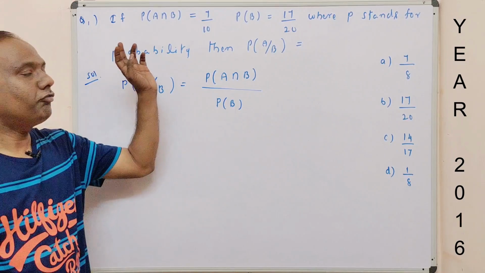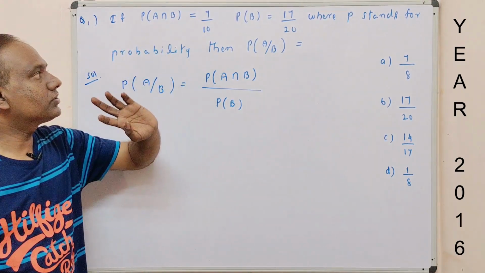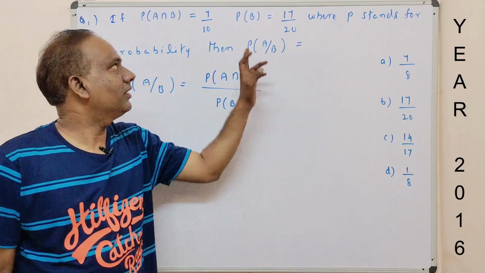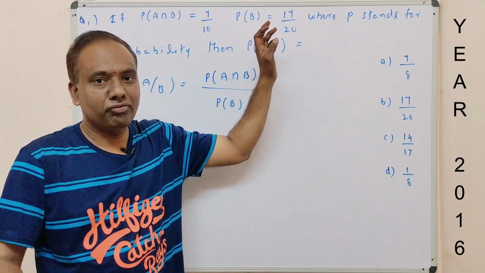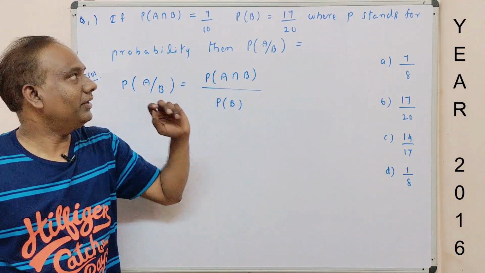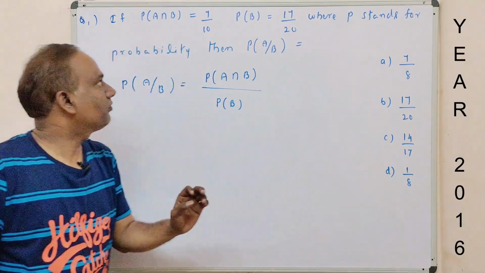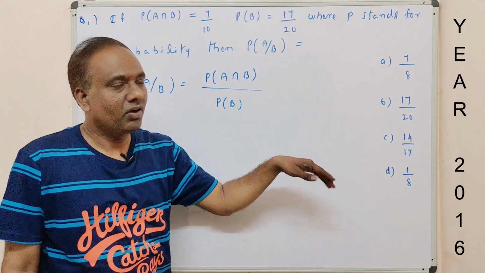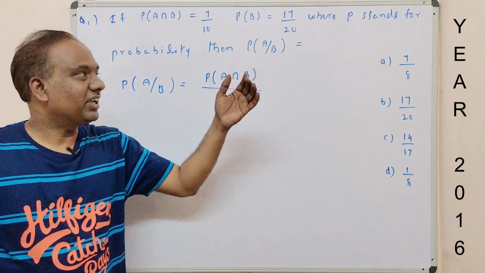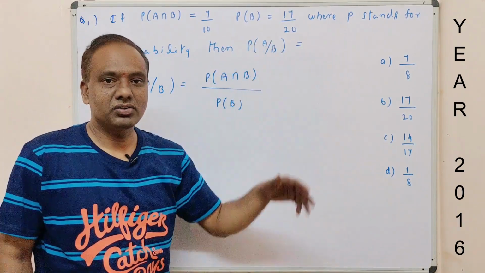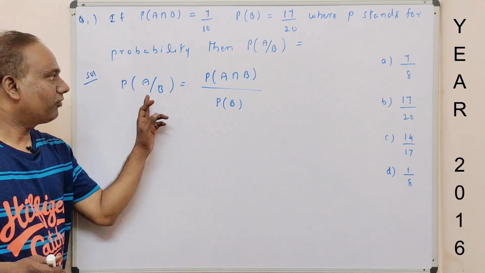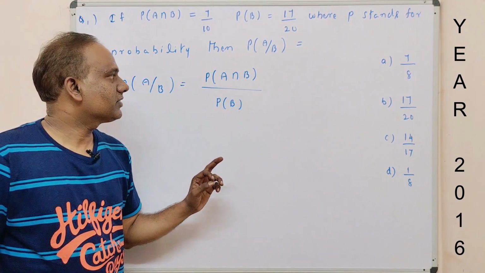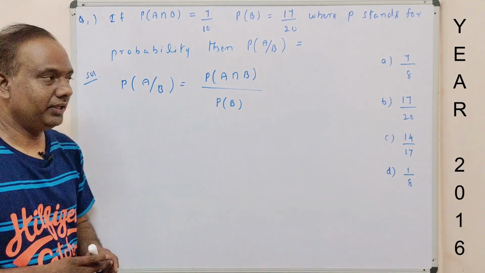Here, if P of A intersection B is equal to 7 by 10 and P of B is equal to 17 by 20, P of B is the probability of B. Here P stands for probability, then P of A given B, or sometimes we can read it as P of A by B also. So here the formula is P of A given B is equal to P of A intersection B by P of B.